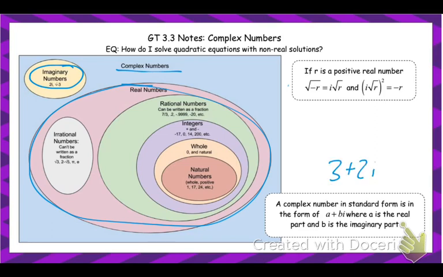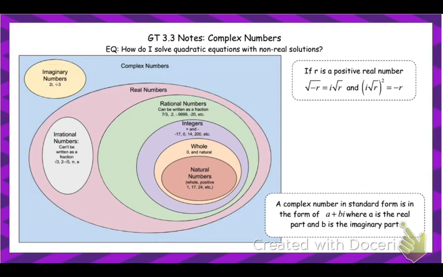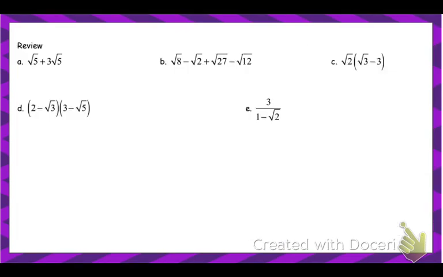Well, 3 is the real part of that complex number. 2i is the imaginary part of that complex number. All right, so before we get into complex numbers too much in depth, I want to go ahead and review irrational operations, so how we work with our square roots. Irrational numbers, sorry about that.